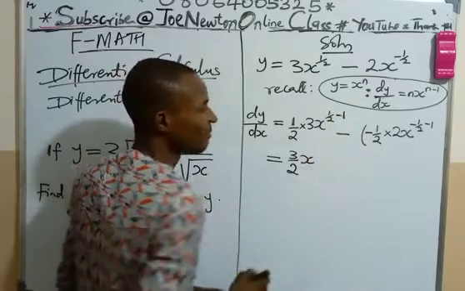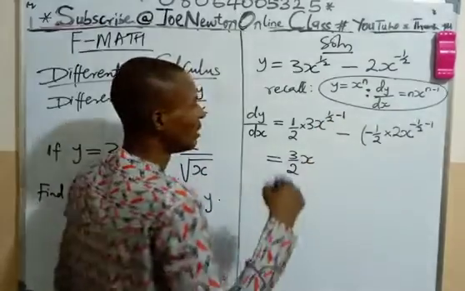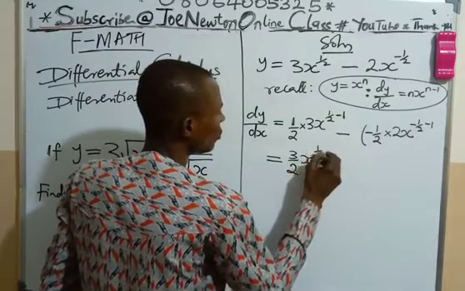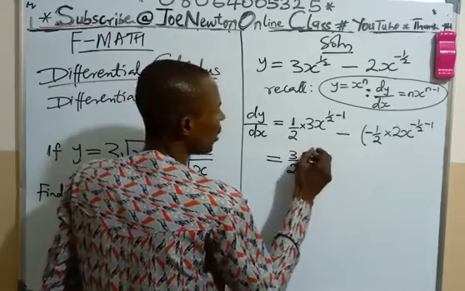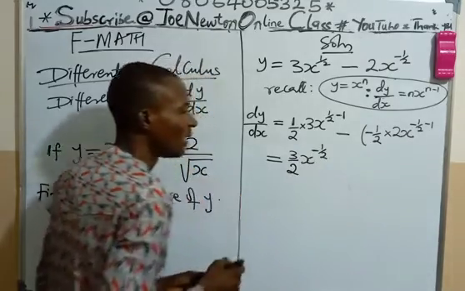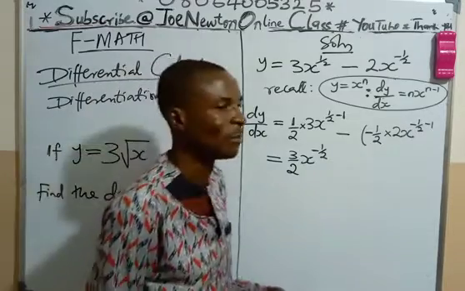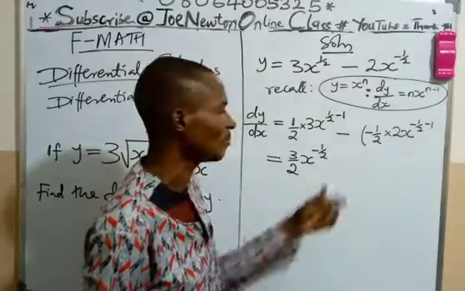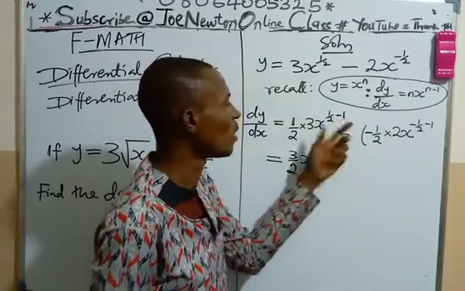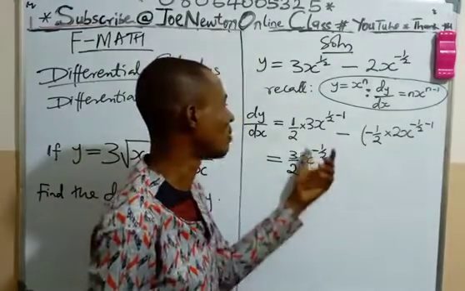When you have half minus 1, you remain half. So you have raised to power 1 over 2. That half minus 1 will give you minus half. Yeah, half minus 1 will give you minus half. So our answer will be minus what?